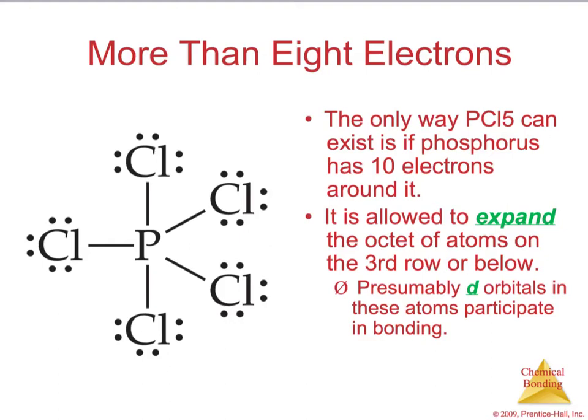Our third variance to the octet rule deals with the case when we have more than 8 electrons. This is actually the largest class of exceptions. For example, if you look at the molecule phosphorus pentachloride, you'll see that we have to expand the octet of atoms. Okay, and that's because phosphorus can only exist if there's 10 electrons around it. Now, this usually happens when we are in the third row of the periodic table or below, and that's presumably because of the d orbitals that are participating in the bonding.